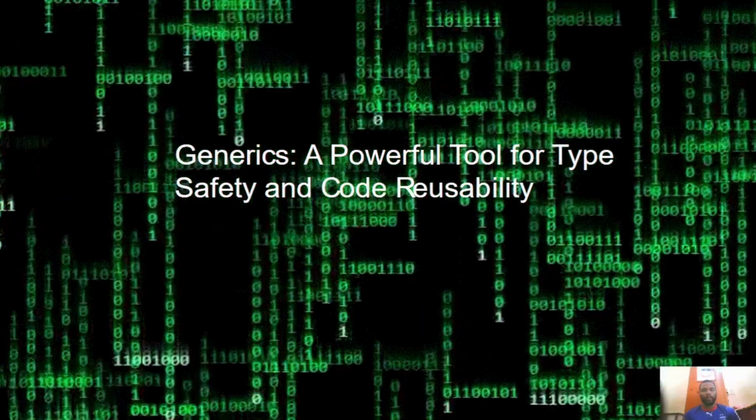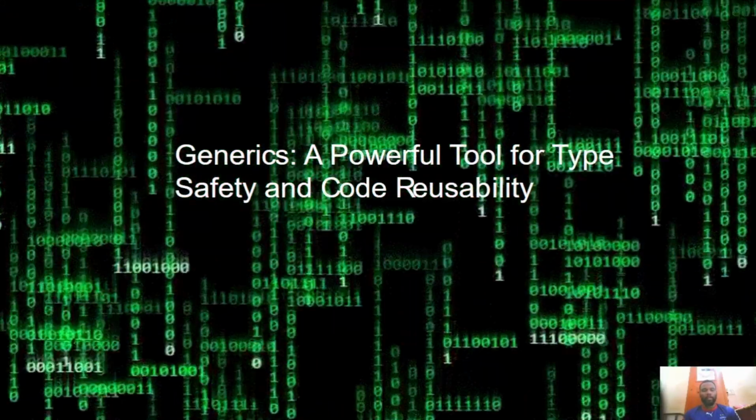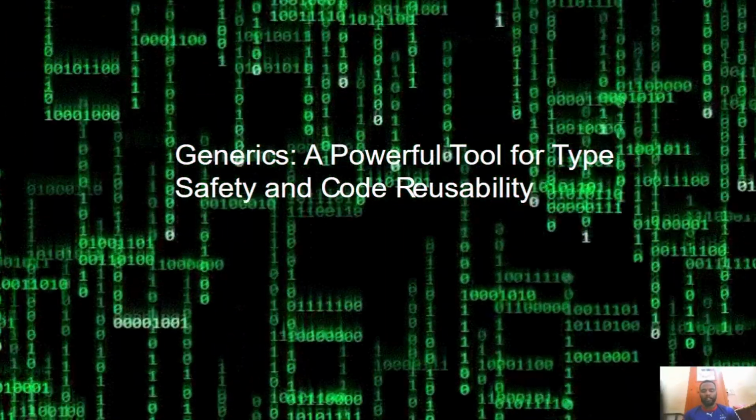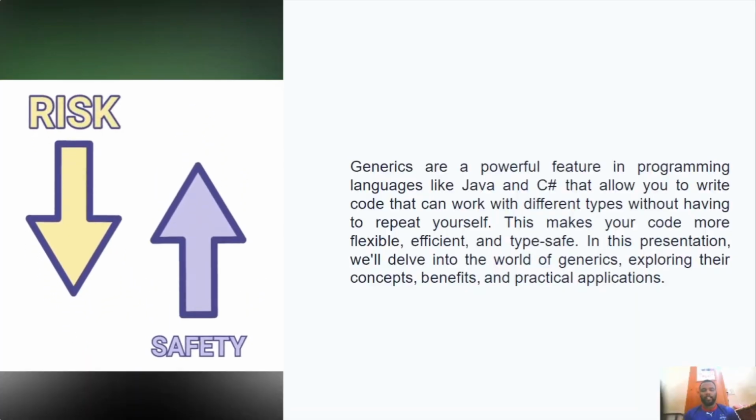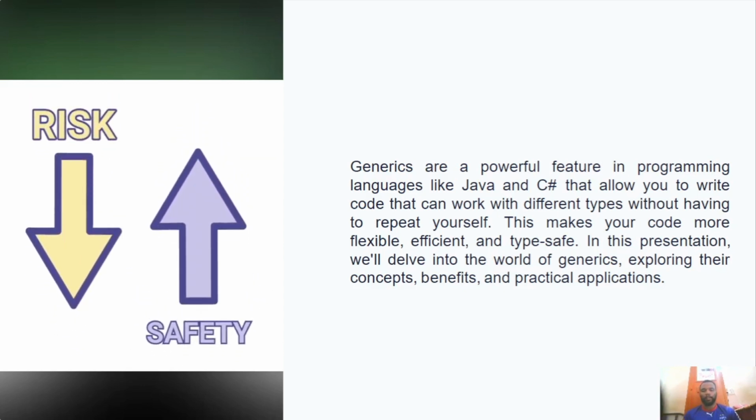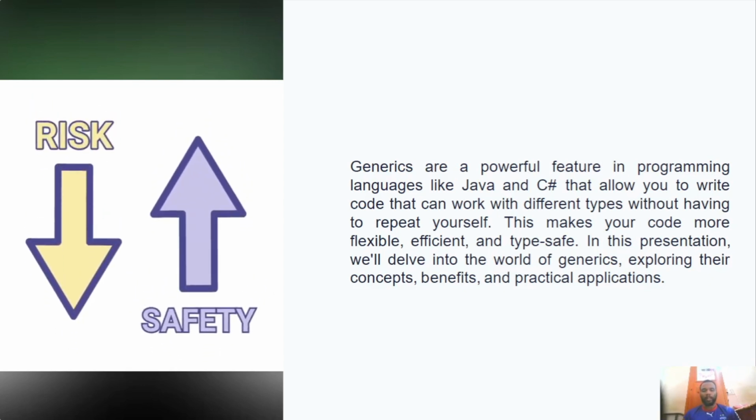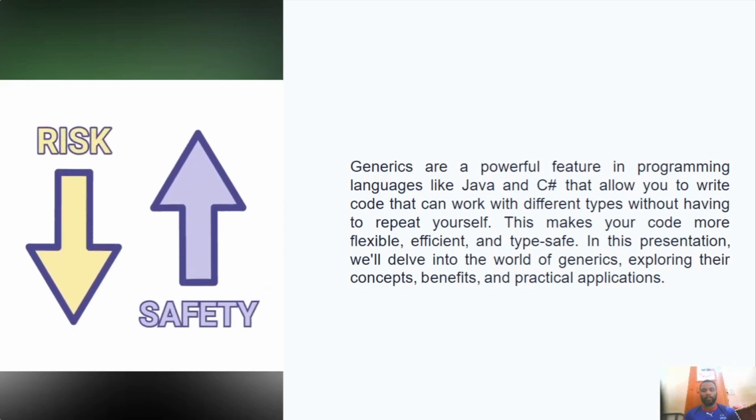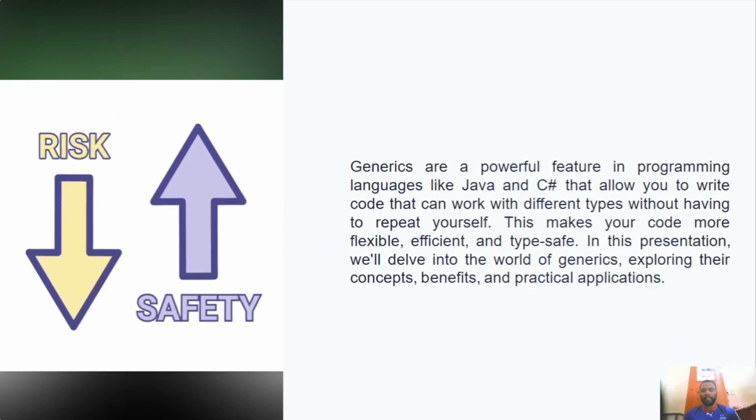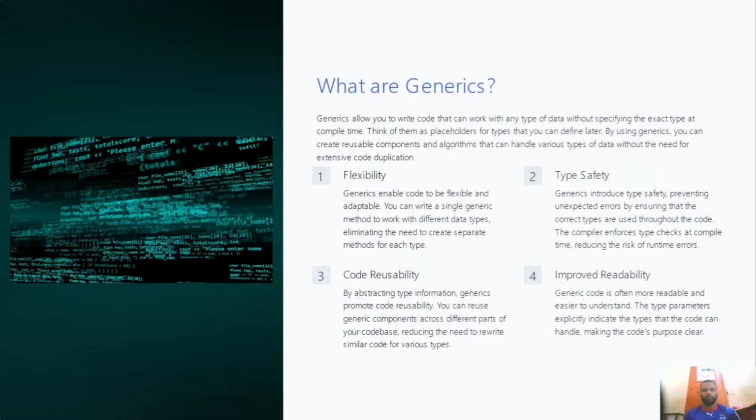Today in this video we are going to discuss generics. Generics is a powerful tool for type safety and code reusability. Generics are a powerful feature in programming languages like Java and C# that allow you to write code that can work with different types without having to repeat yourself. This makes your code more flexible, efficient and type safe. In this presentation, we will delve into the world of generics, exploring their concepts, benefits, and practical applications.